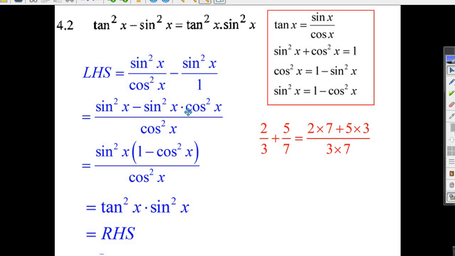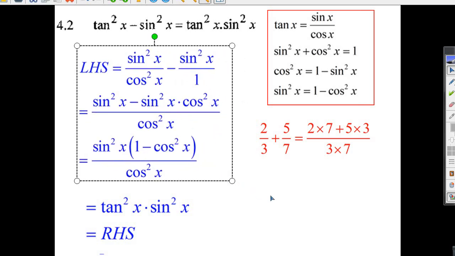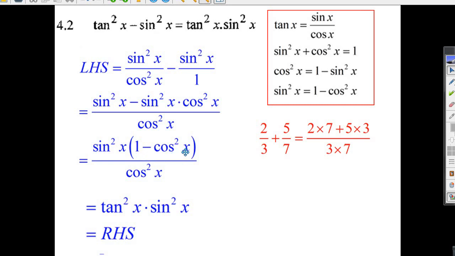Sine squared is in both of these, so you can put it on the outside. Sine squared times 1 gives me sine squared, and sine squared times minus cos squared gives me minus sine squared cos squared. That's really good, because now I've got 1 minus cos squared in a bracket. And then I look over here and I go, oh, 1 minus cos squared, that's really sine squared, so I can write sine squared there. But hang on, sine over cosine is tangent, so sine squared over cos squared is tan squared. And I've just turned it.